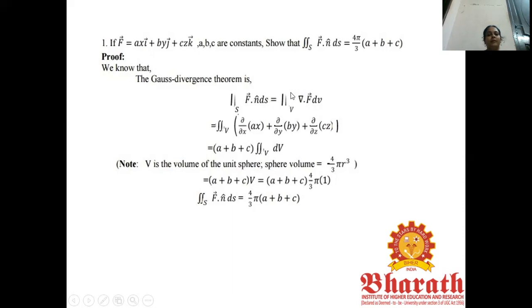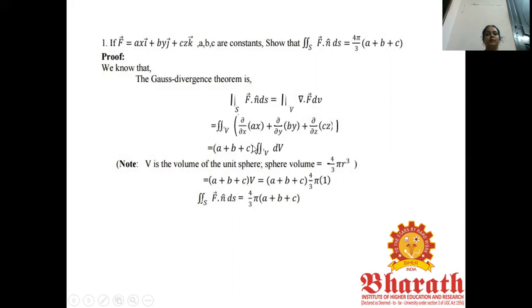So for any one of the parts, we can find either the left hand side or the right hand side. So first of all, we have to calculate del dot F. Del vector is i vector into dou by dou x plus j vector into dou by dou y plus k vector into dou by dou z. Now we have to take the dot product, that is the divergence of F. After the dot product, we have the double integral over V of dou by dou x of ax plus dou by dou y of by plus dou by dou z of cz.